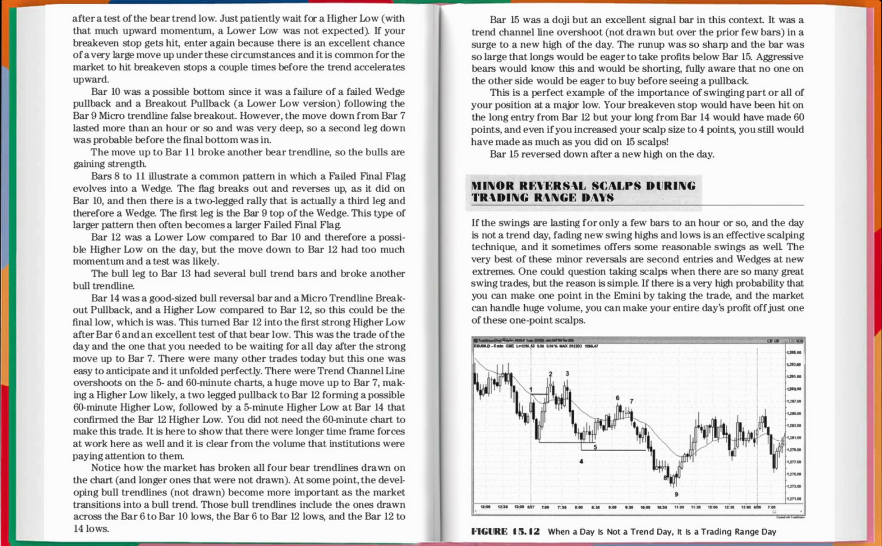Bar 12 was a lower low compared to bar 10, and therefore a possible higher low on the day, but the move down to bar 12 had too much momentum, and a test was likely. The bull leg to bar 13 had several bull trend bars and broke another bull trend line. Bar 14 was a good-sized bull reversal bar and a micro trendline breakout pullback, and a higher low compared to bar 12, so this could be the final low, which it was.